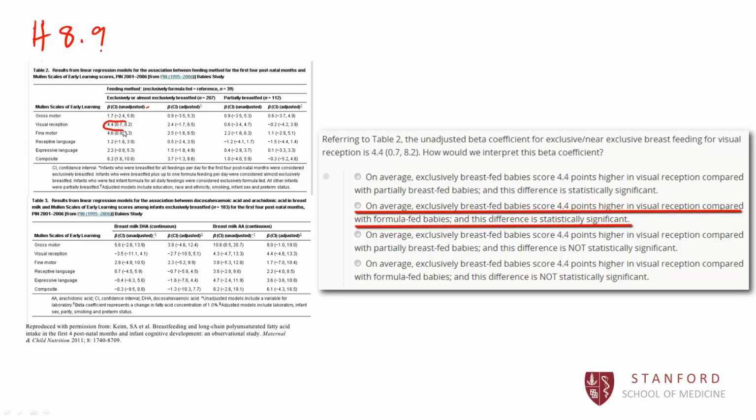Again, we're talking about this value of 4.4. It's saying that on average, it's a yes/no variable here. You're either exclusively breastfed, and that's being compared to the reference group of exclusively formula fed. So on average, the exclusively breastfed babies score 4.4 points higher in visual reception compared with the formula fed babies. That's what the value of that beta coefficient means. The 95% confidence interval here goes from 0.7 to 8.2. It does not cross the null value of 0. Therefore, we know that this is a statistically significant result. So again, the correct answer is B.